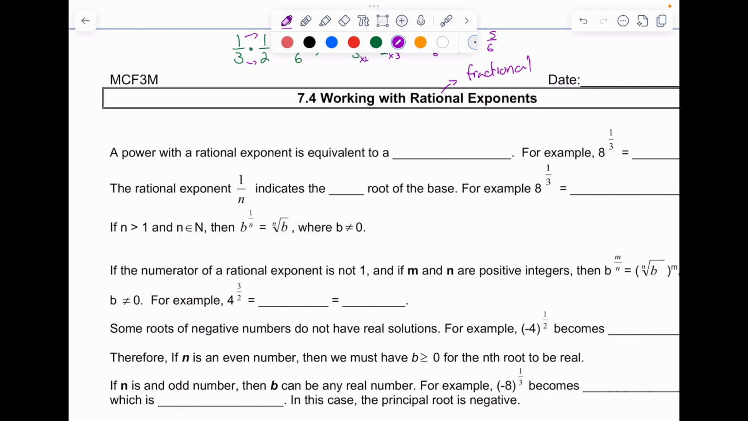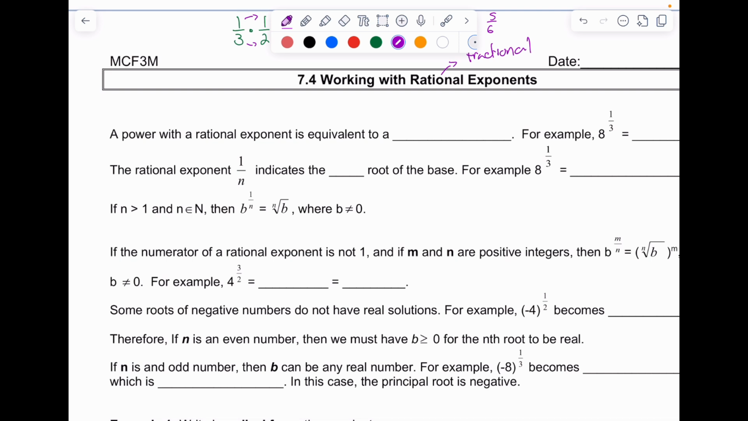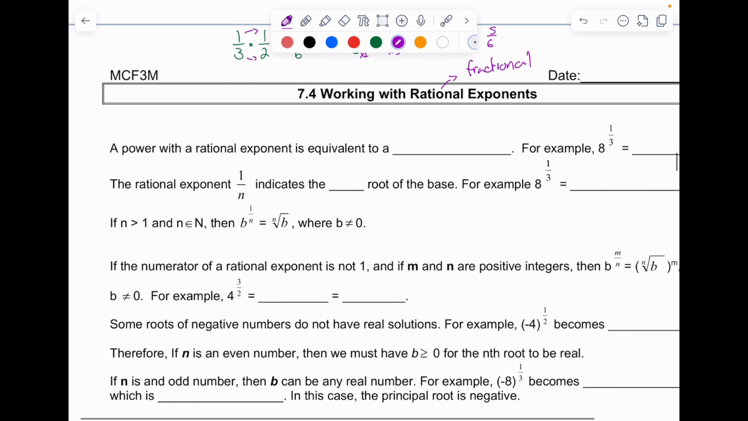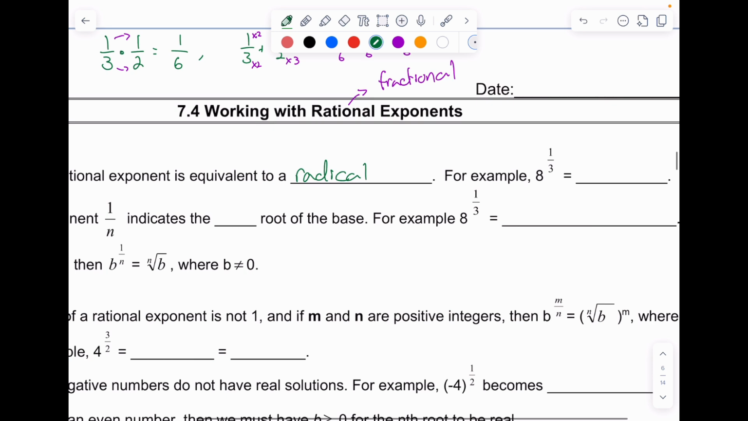All right, we're going to be learning about two different words really today, two different expressions that we say in math. The first one I already showed you was rational. So rational is just another way of saying fractional. A power with a rational exponent is equivalent to a radical. Okay, this is that second word. A radical is just another math term for a root, okay?